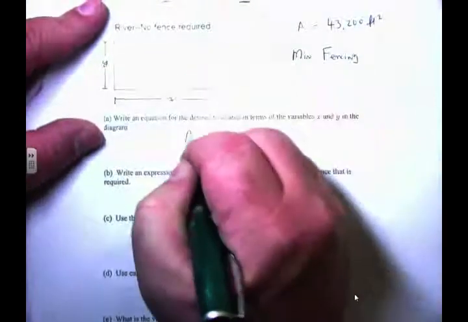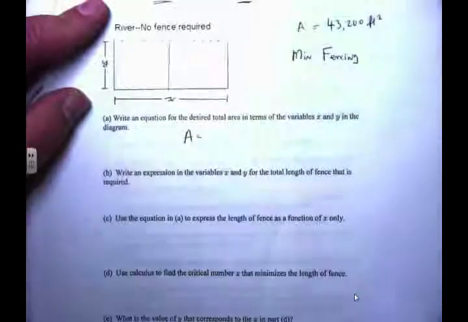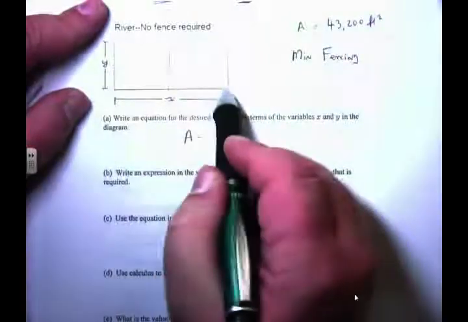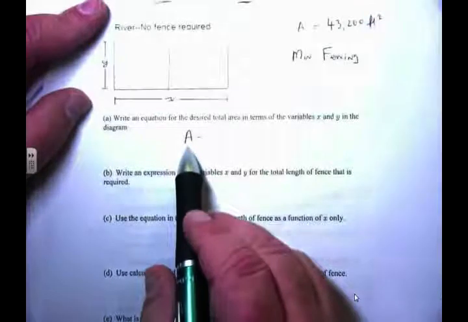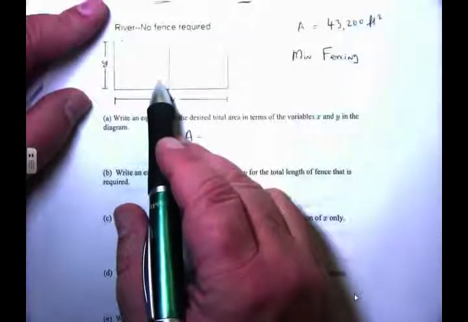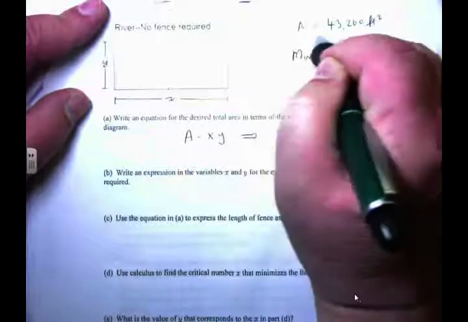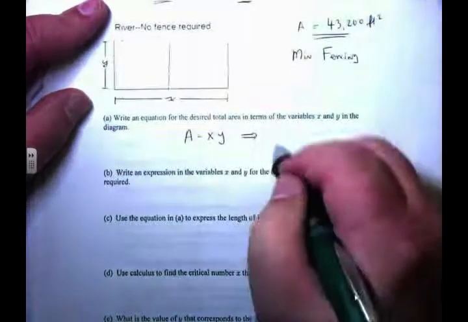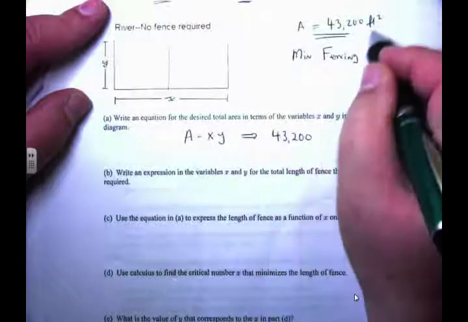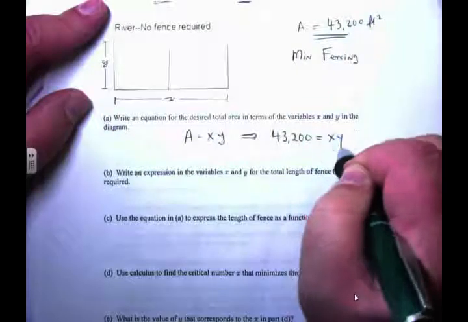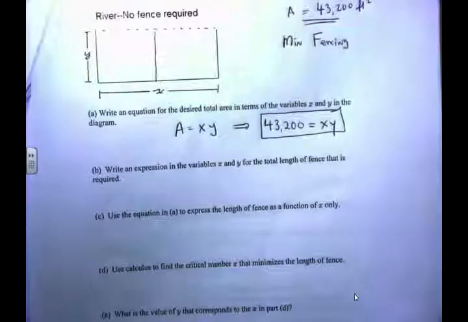We are drawing a rectangle. What is the area of a rectangle? You got to know your formulas. Based on these letters here, x is along this way and y is the distance this way. So what is the area of this picture? It's a rectangle, so it's length times width. So it is x times y. But what did they tell me area was? 43,200 feet squared. That's got to be x times y. And this was the answer that they were looking for.